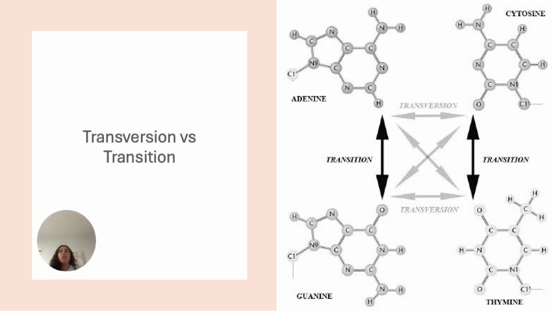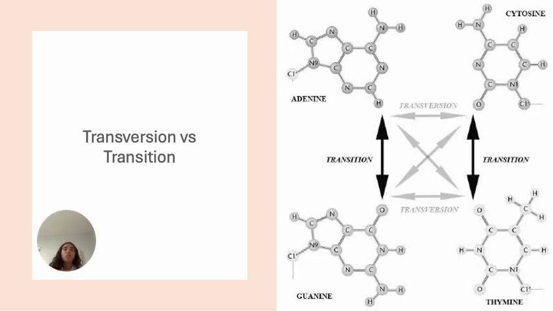Okay, now let's break down the two main types of base substitution. We have transition and transversion, as you can see in the image. A transition is when one base is replaced by another of the same type. That means when a purine like adenine or guanine is replaced with another purine, or when a pyrimidine like cytosine or thymine is replaced with another pyrimidine. Transitions are known to be more common because the chemical change is relatively small. The structure of the base doesn't change as dramatically as in a transversion.